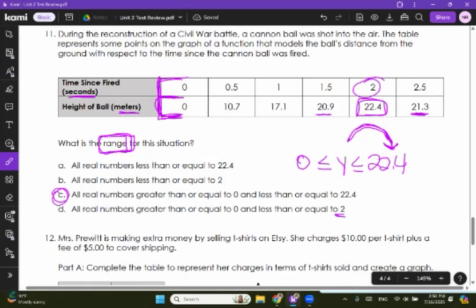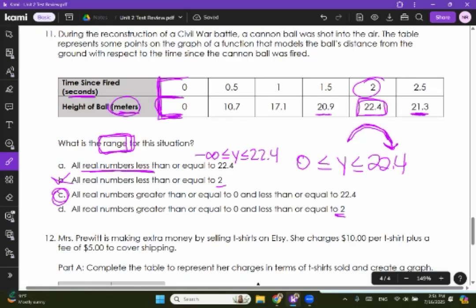2 is a number that's only associated with X. This one right here, A, would imply that we're going into the negative infinity. This one implies that it's written like this. And we can't have a negative amount of meters.